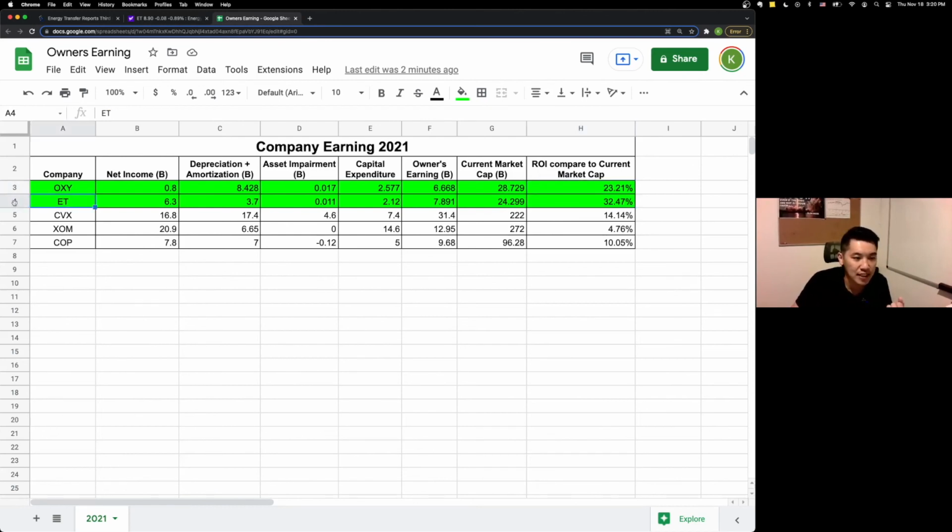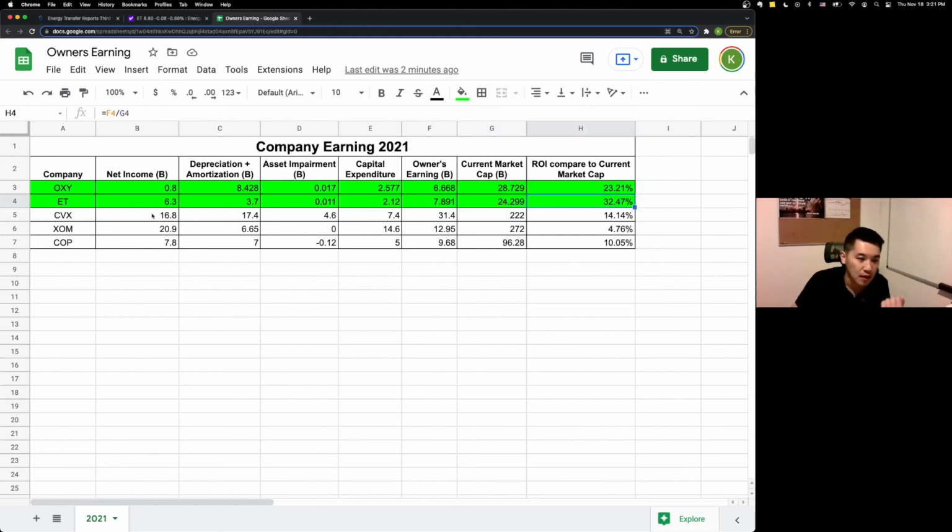The second one is ET. This is a tremendous amount of return right now. If you were to invest in Energy Transfer, it's killing basically every other one that I have analyzed. Right now it's sitting at 32.47%. Another way of seeing this is assuming the demand in the energy business stays the same in the coming year, you will basically get all of your money back in 3 years by investing into this business at this point.